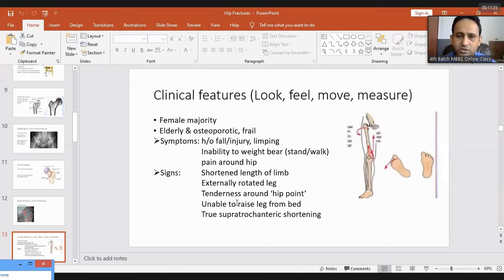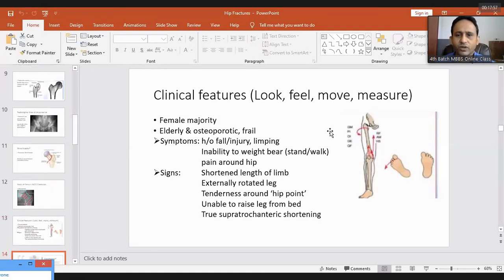If you ask the patient to raise the leg from the bed, they are unable to do so. Why? Because the fulcrum is broken now. If you have a fracture of the neck of the femur, that's the fulcrum. If the fulcrum is broken, no matter how much effort you give, you are not able to lift the leg. And if you measure, there is shortening at the supratrochanteric level.